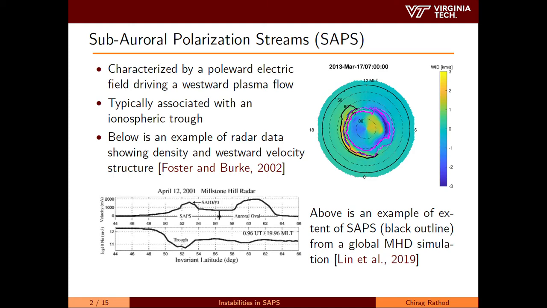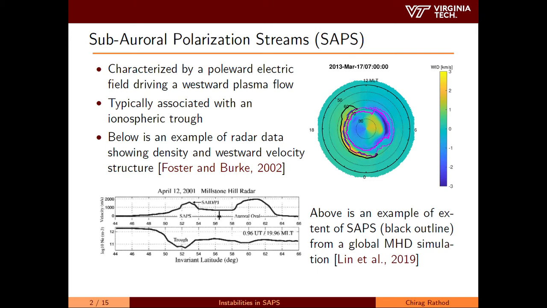So firstly, what is a sub-auroral polarization stream, or SAPS? They're characterized by a poleward electric field which drives a westward plasma flow, and it's typically associated with an ionospheric trough. So for example, from Foster and Burke, we have some Millstone Hill radar data showing a region where we have higher velocity and lower density. This is important morphologically, because this geometry is important for the instabilities that we intend on examining.